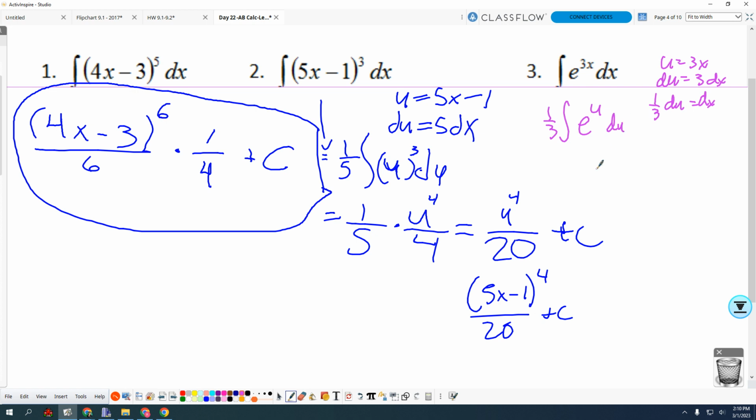So how does e to the u integrate? It's e to the u. It's the easiest one we have, and it's indefinite, meaning there are no numbers on these. So there it is. And to finish it, he needs to do one last thing. What does he have to do?